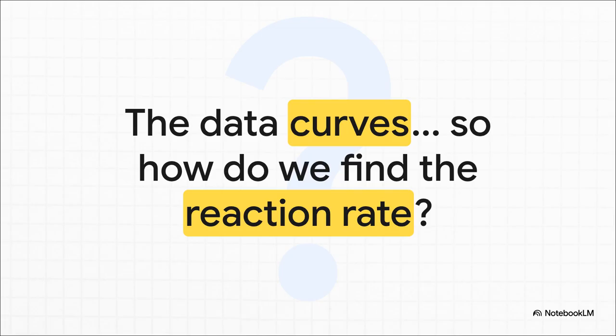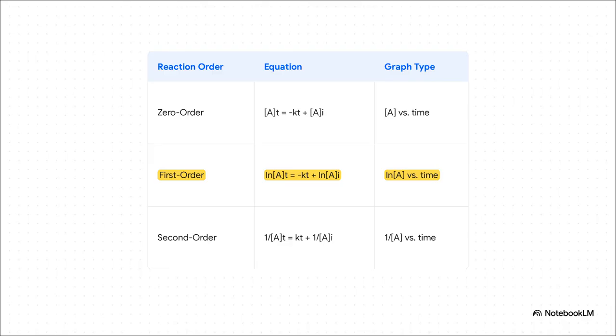So that leaves us with a puzzle. How in the world do you find a single reaction rate if the rate is changing every second? It's a classic chemistry problem. And chemists have a really clever trick for this. They've got this toolkit of equations called the integrated rate laws. And the whole point is to take our curved data and plug it into these different equations to see if we can magically turn that curve into a perfectly straight line. And if we can, bam! The slope of that straight line is our reaction rate, our constant K. And for our dice game, it just so happens that the first order equation is the one that works, giving us that beautiful straight line.